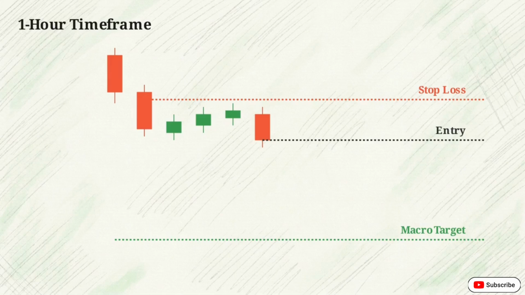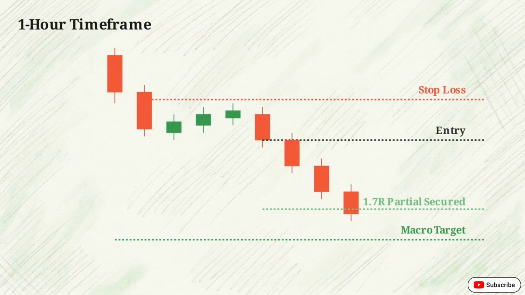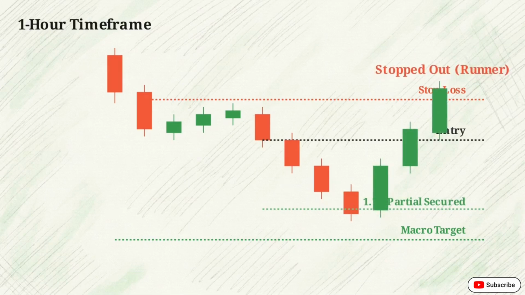On the 1-hour chart, we enter short when price closes below a continuation block of up-close candles, placing the stop loss above its high. Market conditions can shift quickly. In this trade, price reaches the first partial target at 1.7R before reversing sharply and stopping out the remaining runner.